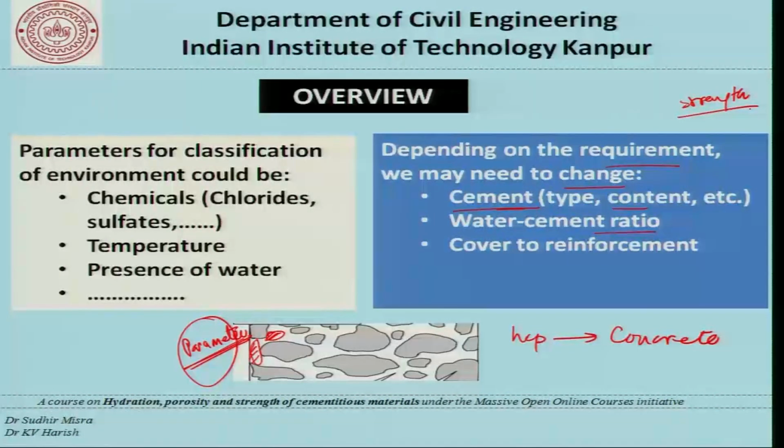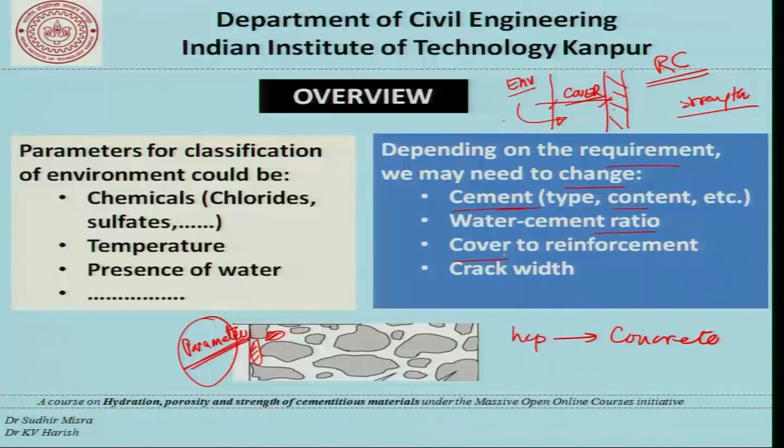Similarly, we can have a requirement on the cover to the reinforcement. Please remember that if we have the environment here, there is a reinforcing bar here when we come to reinforced concrete structures, and this distance is called the cover. This cover has structural uses also, but from a durability point of view, it serves as the shield to protect the reinforcement from deleterious material that may go into the concrete from the environment. So, depending on the environment, we may try to change the cover that we provide to the reinforcing bars.